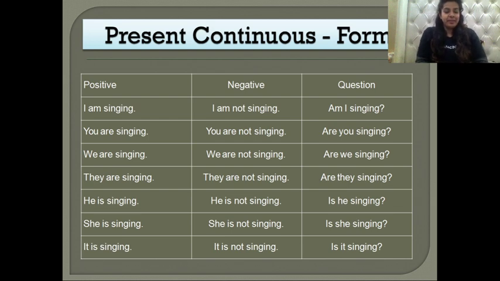And similarly, we say he is singing, he is not singing, is he singing? She is singing, she is not singing, is she singing? It is singing, it is not singing, is it singing? So this is how present continuous tenses are formed.